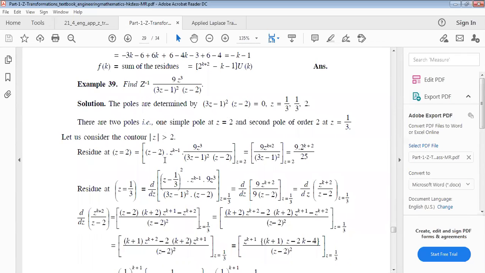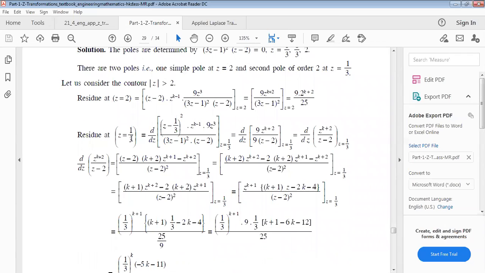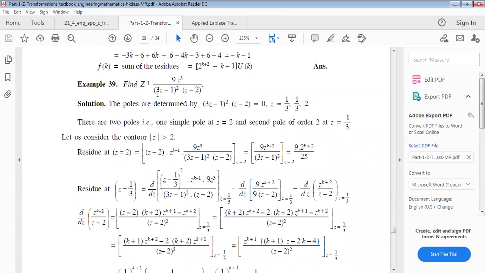So at z equals 2, we take (z minus 2) into z to the power minus k, just taking the function at z equals 2. Now we get this result. Now what about z equals 1 by 3? This 1 by 3 is a pole of second order, r equals 2. This is why you have to introduce d/dz for this.